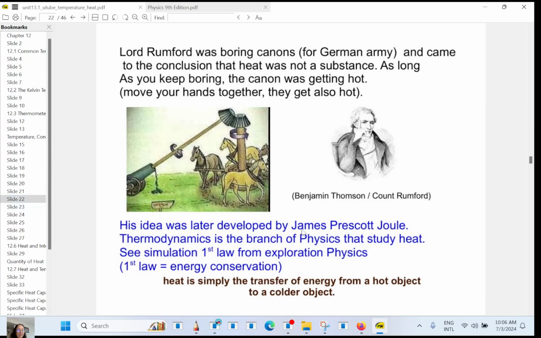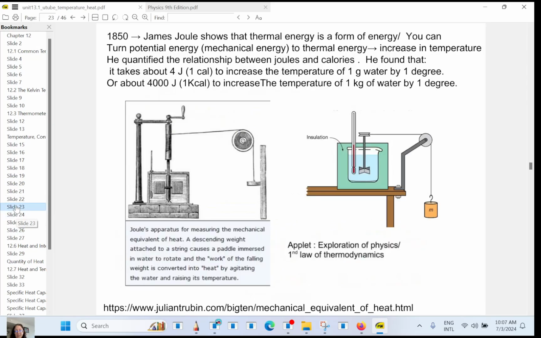Okay, so his idea was later developed by James Prescott Joule. So the joule is the unit of energy that we are using today. And Joule in 1850 did that set of very famous experiments that show that energy can be transformed from one form to another.